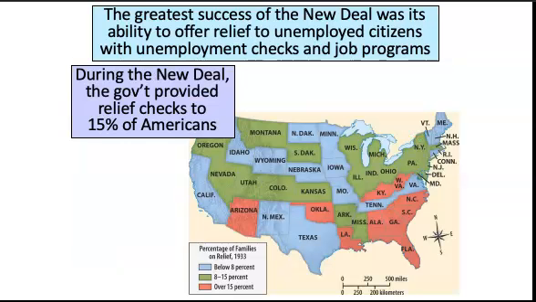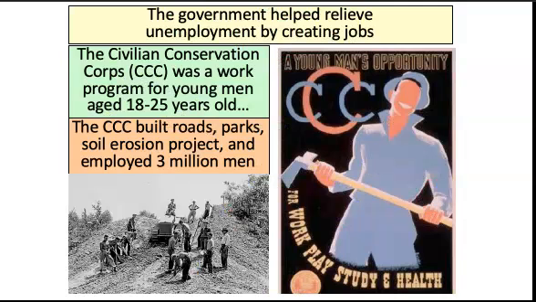Now, easily the greatest success in the New Deal was its ability to offer relief to unemployed citizens with unemployment checks and job programs. During the New Deal, the government provided relief checks to 15% of all Americans. You can see that a lot of it was located in the southeast portion of the United States. A few programs to mention in particular included the Civilian Conservation Corps, otherwise known as the CCC. Now, it was a work program for young men, mostly aged 18 to 25 years old.